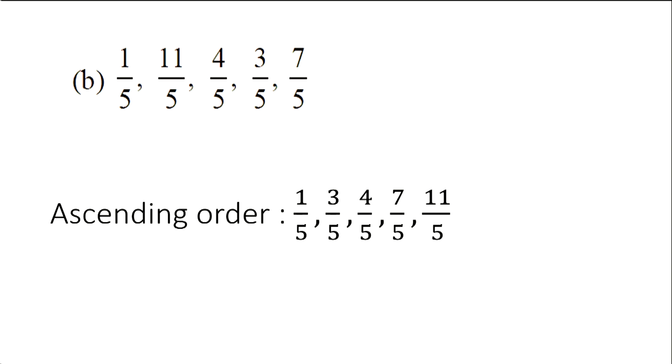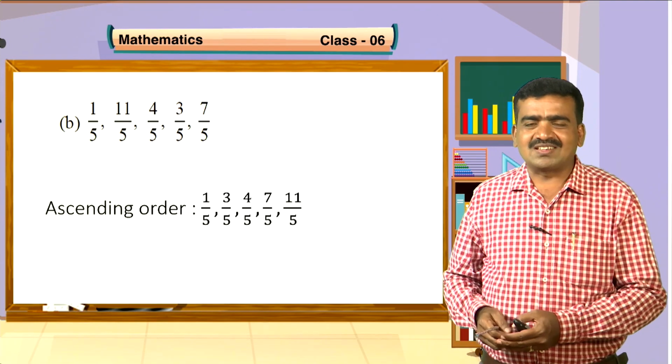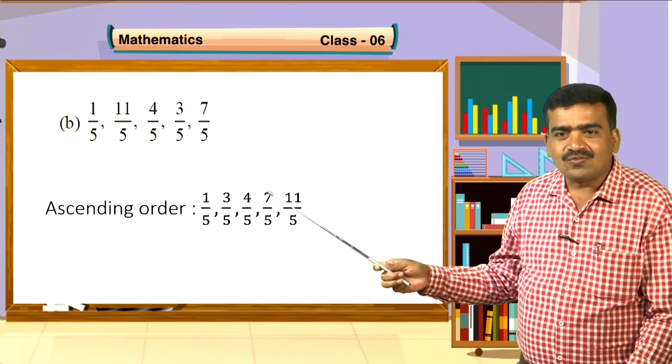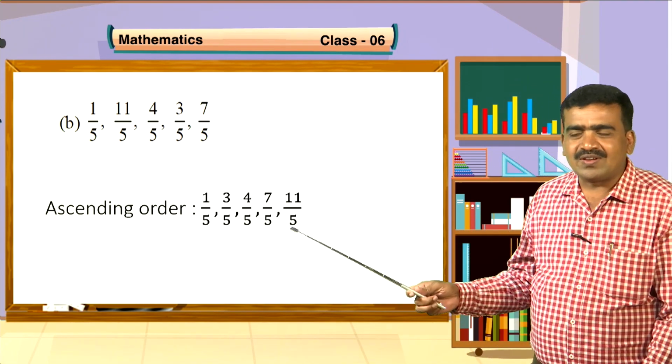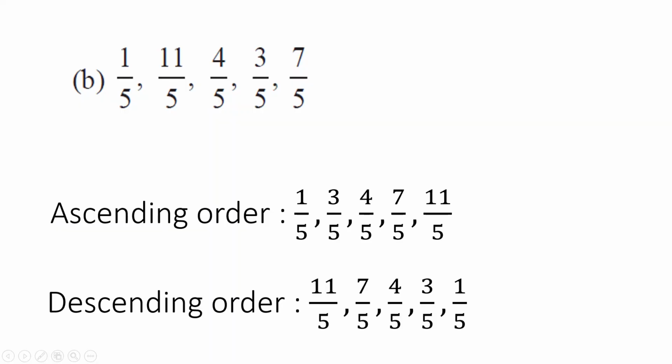In this case also, all the denominators are same and numerators are different. 1 is the smallest number and 11 is the biggest number. Ascending order of the given fractions will be 1 by 5, 3 by 5, 4 by 5, 7 by 5 and 11 by 5. Now, it is easy to write in descending order.